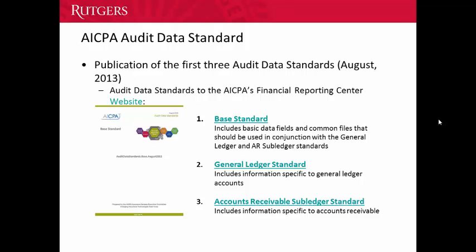The base standard includes basic data fields and common files that should be used in conjunction with the General Ledger and Accounts Receivable Subledger standards. General Ledger Standard includes information specific to General Ledger accounts. Accounts Receivable Subledger Standard includes information specific to accounts receivable.